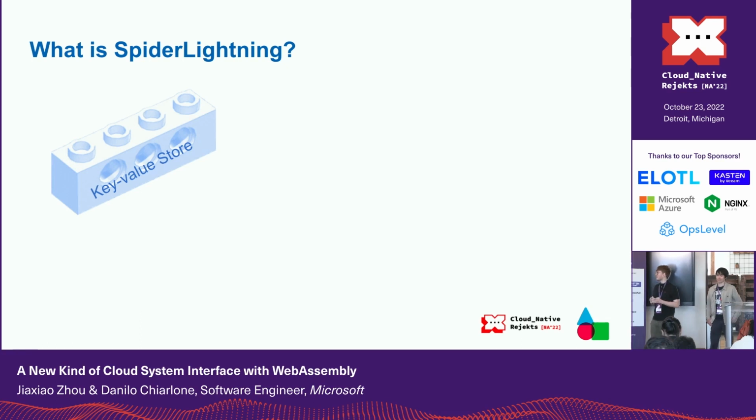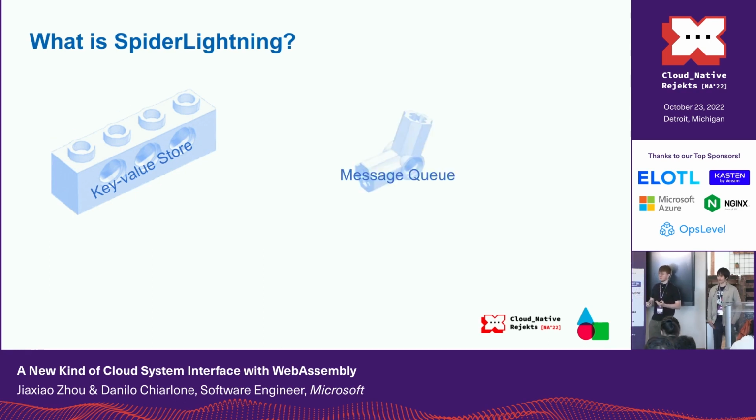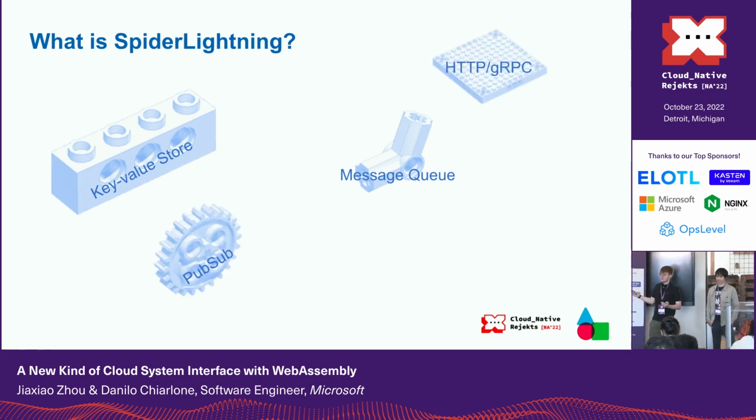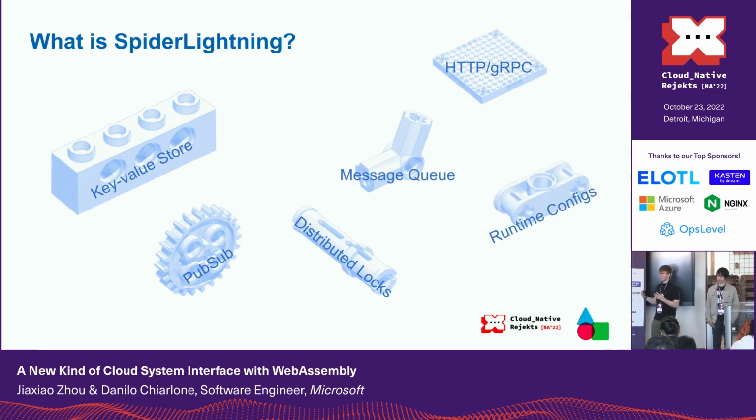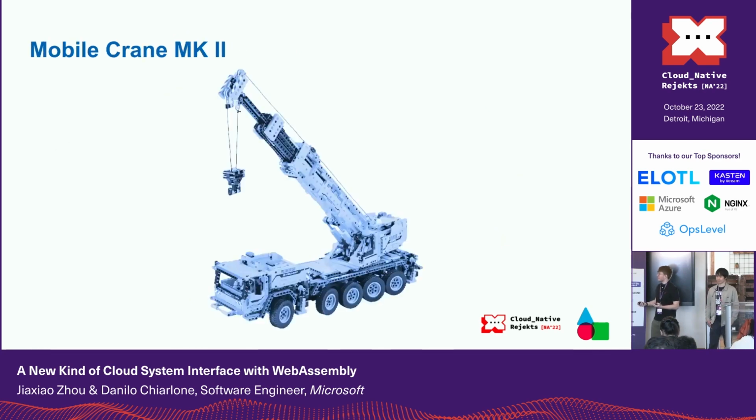Okay, I mean, what is SpiderLightning, right? We're talking about all this, and one way that we like to think about SpiderLightning is as a collection of Lego pieces. So we have several interfaces, i.e. the Lego pieces, that all come together. You have a key value store Lego piece, a message queue Lego piece, a pub sub Lego piece, HTTP, gRPC, distributed locks, runtime configs, and you put that all together to build, of course, a mobile crane MK2, which is analogous to your application, and that person A built.